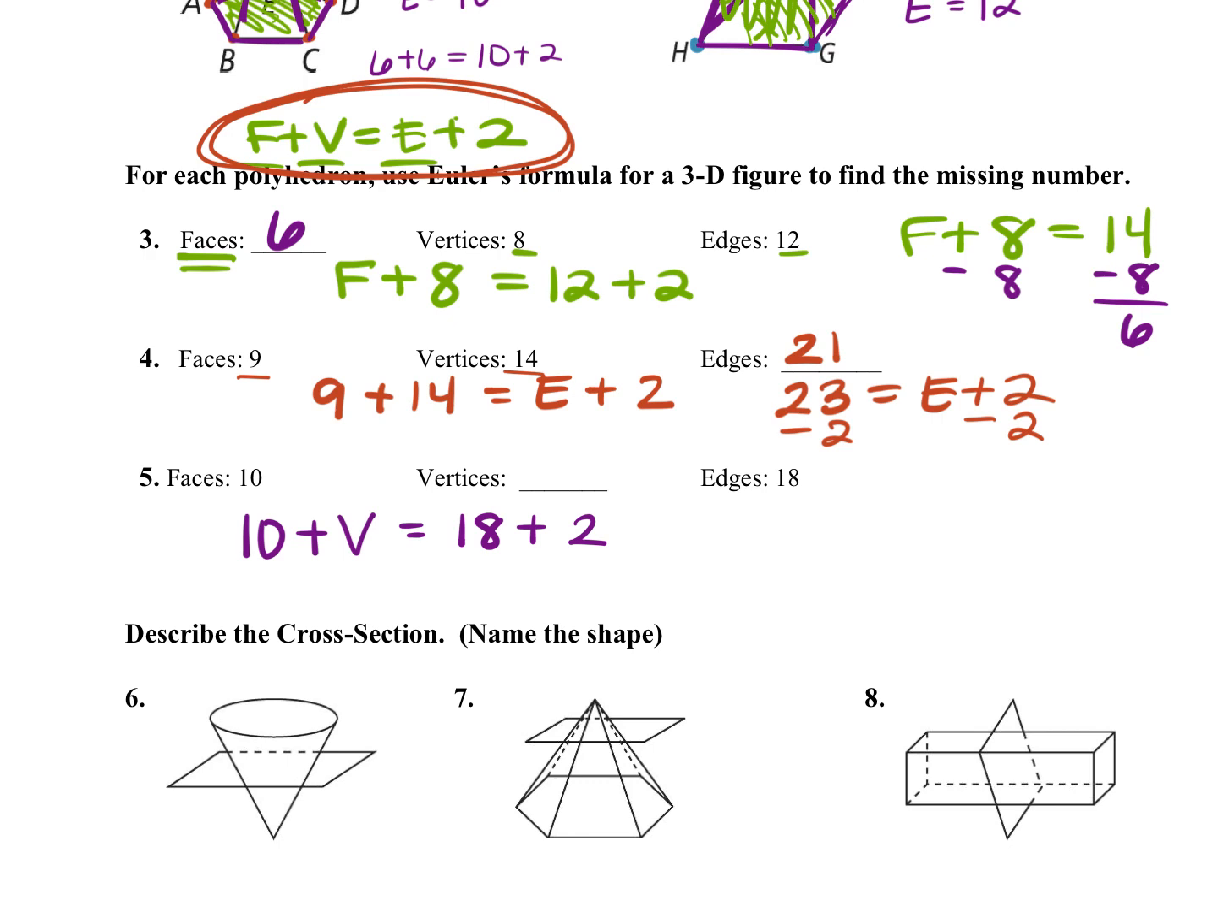What do you get? 10. That should be 10, right? 10 plus v equals 20. Take away 10, so your vertices would be 10.